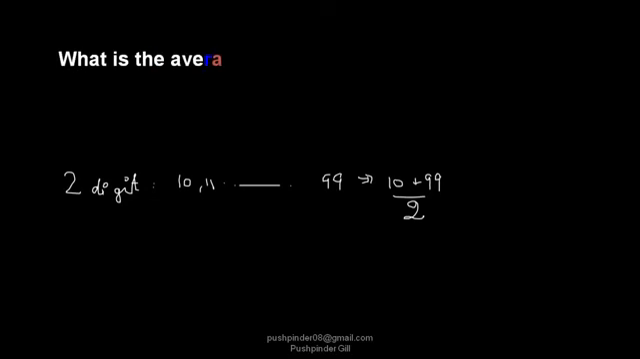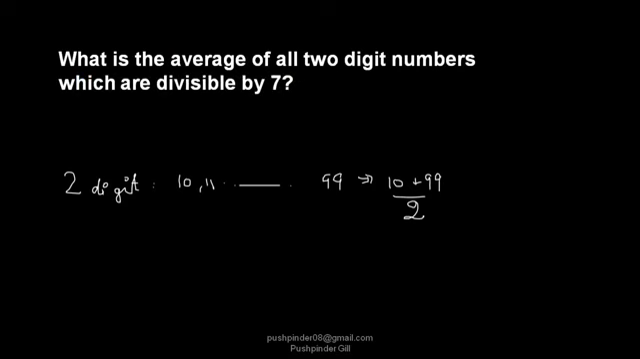Now if I ask what is the average of all 2-digit numbers which are divisible by 7, what are those numbers? What's the first number? Do I hear 14? Yeah. What's the last number? It's 98. 98 is the number which is divisible by 7, isn't it? So what is the average of those numbers? 14 plus 98 by 2.